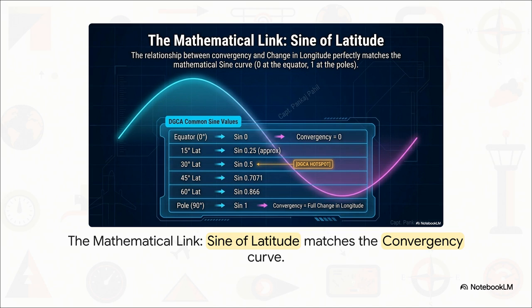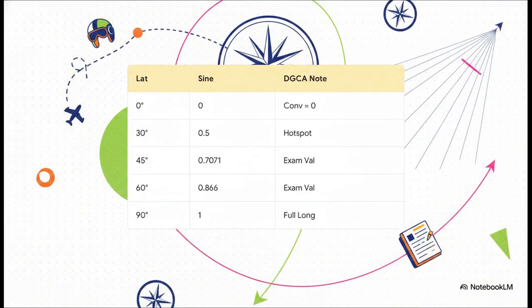And if you map it out, notice how it forms a perfect sine curve. Down at the equator, latitude is 0. The sine is 0, so your convergency is 0. But up at the poles, latitude is 90, the sine of 90 is 1, so convergency equals your entire full change in longitude. Now, I want you to take a literal mental snapshot of this cheat sheet.